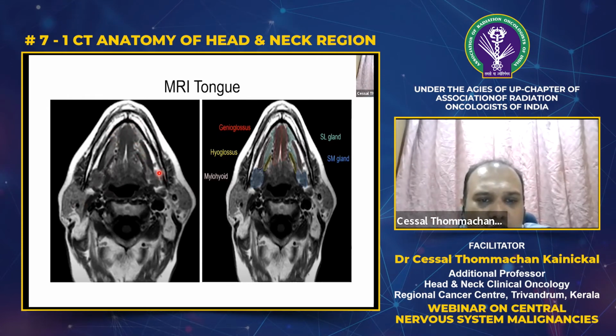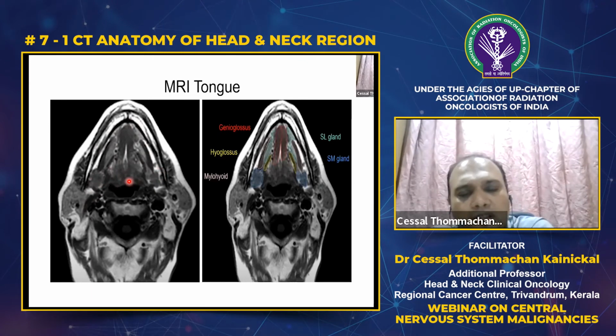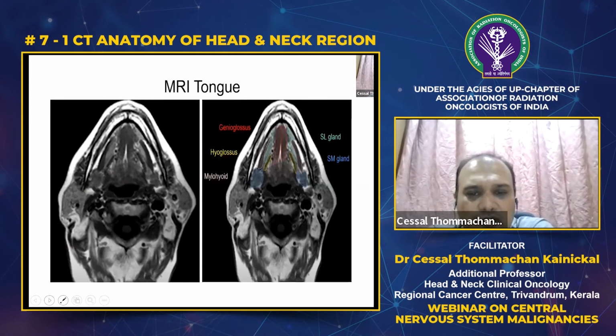Then posterior to this you have the submandibular gland. This is the submandibular gland. And you cannot see this in a CT. It's very difficult to differentiate the extrinsic muscles in a CT scan.